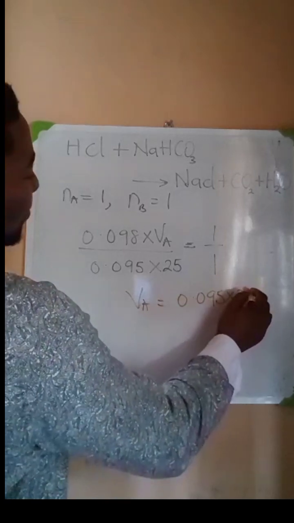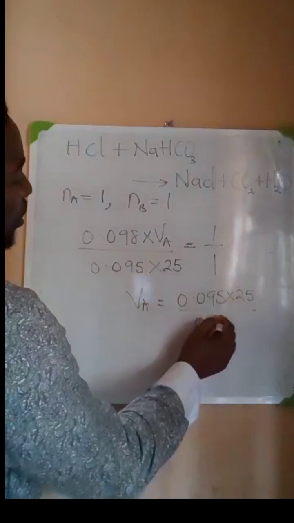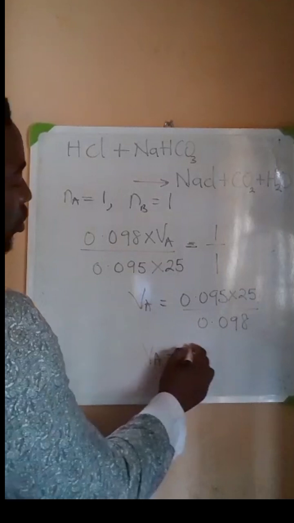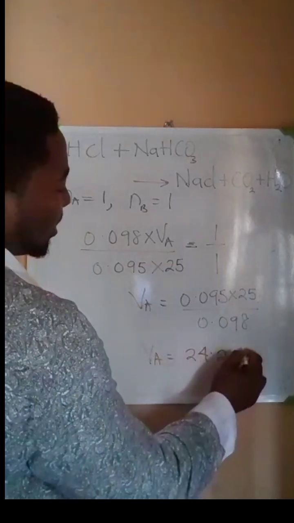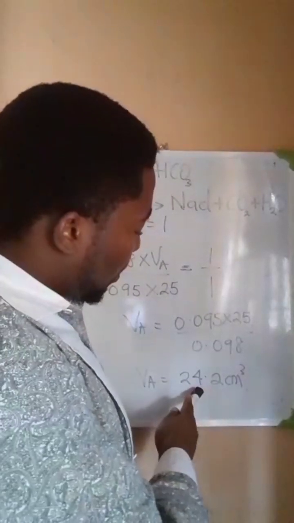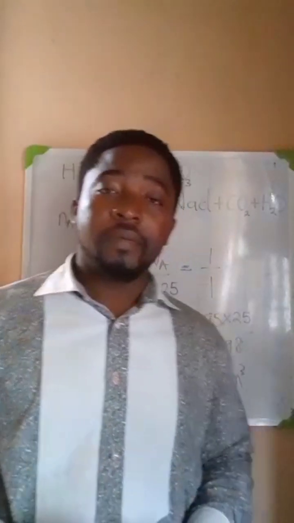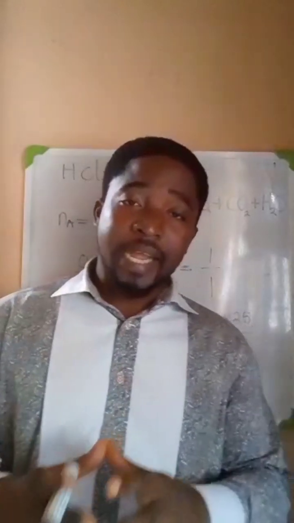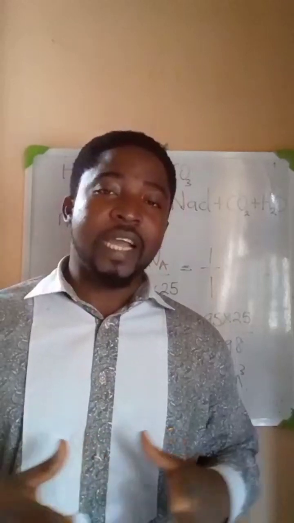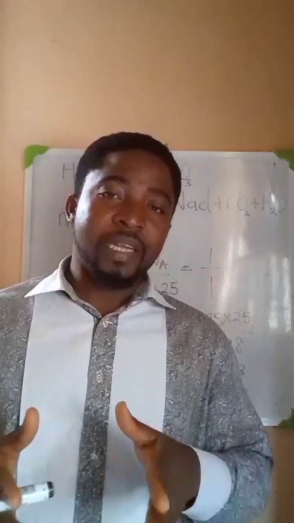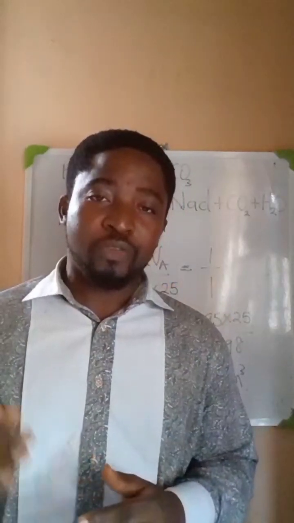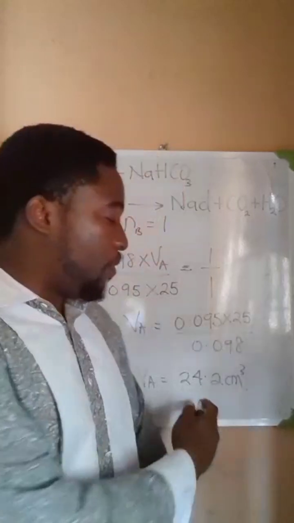0.095 times 25 divided by 0.098. And that will give us what? 24.2 cm³. All right, so now we have arrived at the ideal value for this year's volumetric analysis, or titration, 24.20. So this is called the ideal value. It doesn't mean that it is what you're going to get when you carry out the practicals. Your value might be a little bit lower or a little bit higher than what we have here.